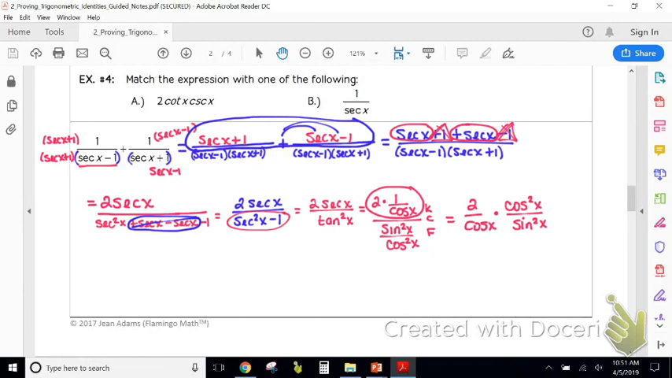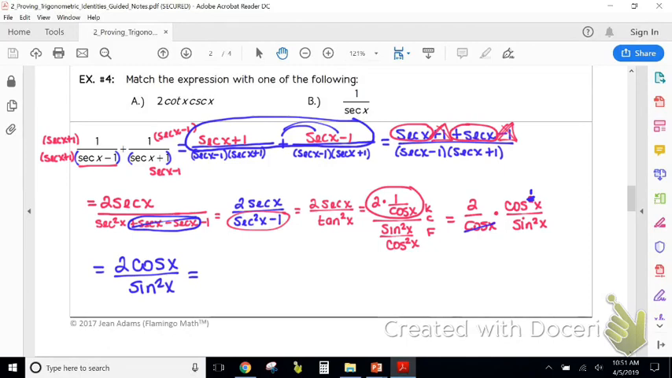What now? You can cross out the cosine. Yeah, we can cross out one cosine from the bottom and one of them from the top. And then multiply the top. So I have 2 cosine on top. And I have sine squared on bottom.